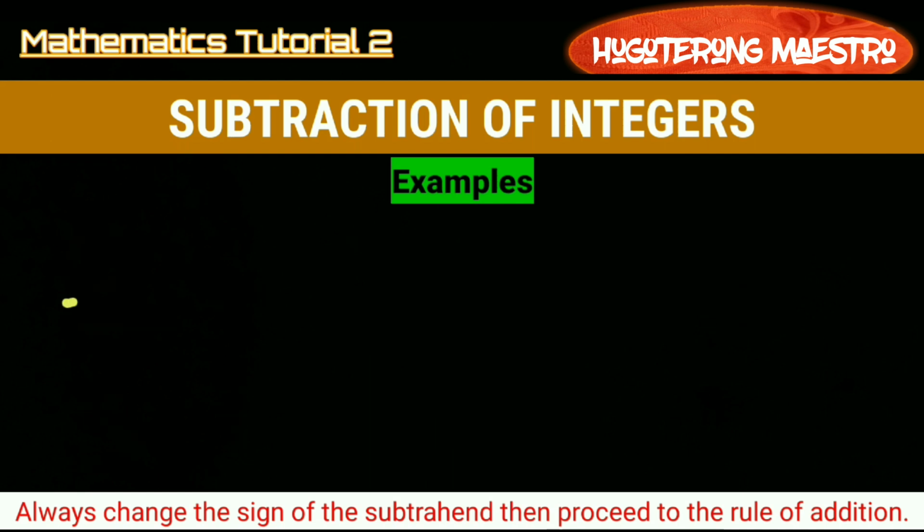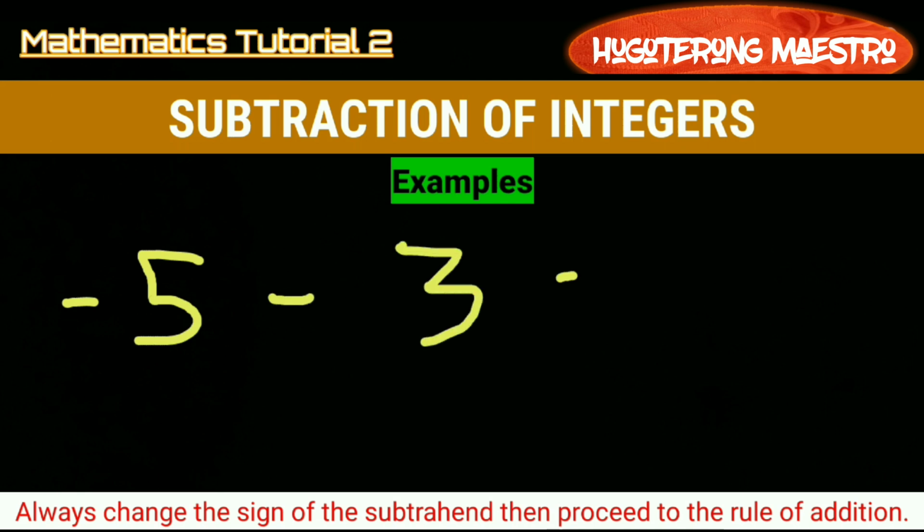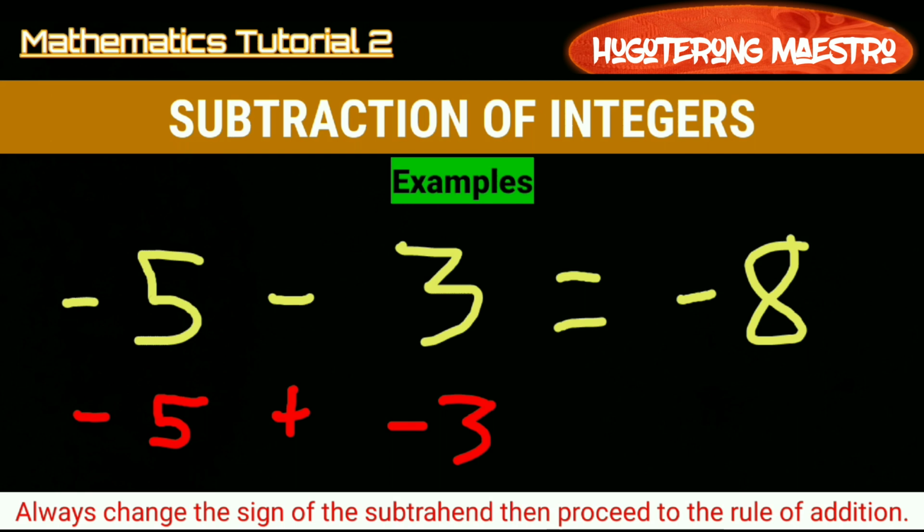Another example. Negative 5 minus 3. Ang subtrahend natin dito ay positive 3. So, magiging negative 3 yan. Pagkatapos ay gawing addition ang operation. So, this time, we will add negative 5 and negative 3. So, dahil pareho siya ng sign, we will add that at pagkatapos ay kopyahin lang ang sign. So, our answer is negative 8.